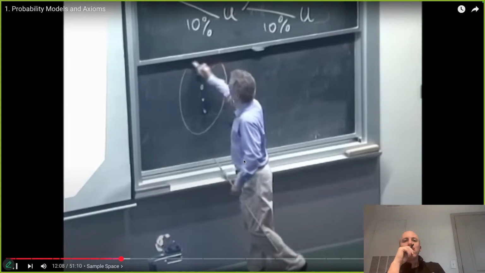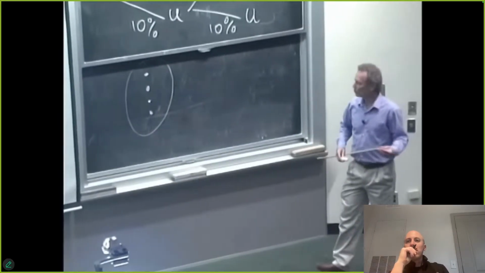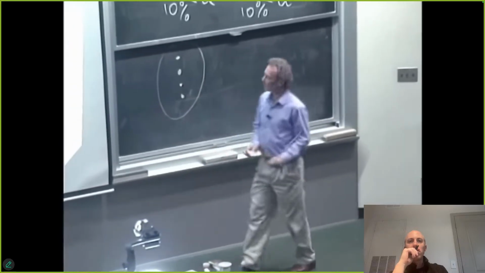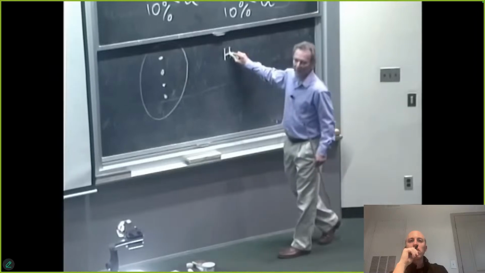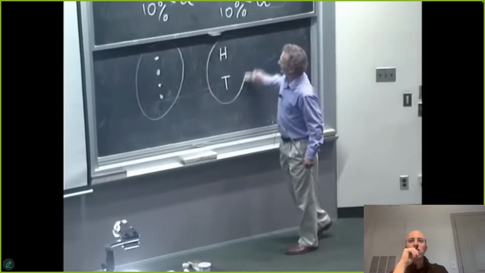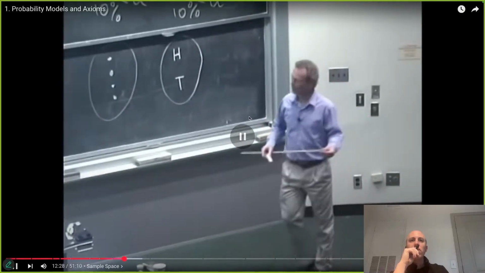We have a set. That set is our sample space, and it's a set whose elements are the possible outcomes of the experiment. So for example, if you're dealing with flipping a coin, your sample space would be heads, this is one outcome, tails is one outcome, and this set, which has two elements, is the sample space of the experiment.